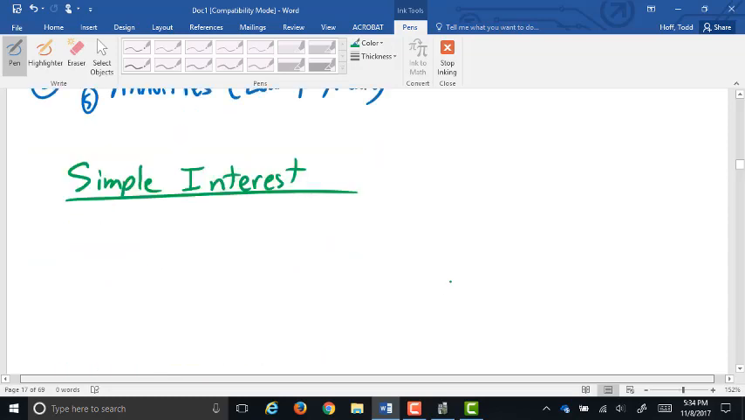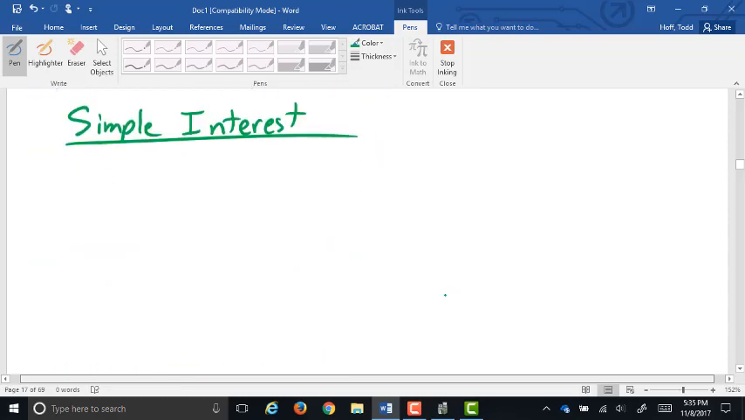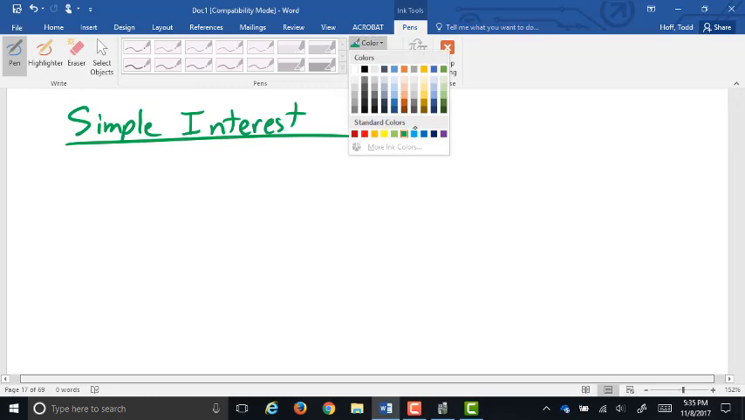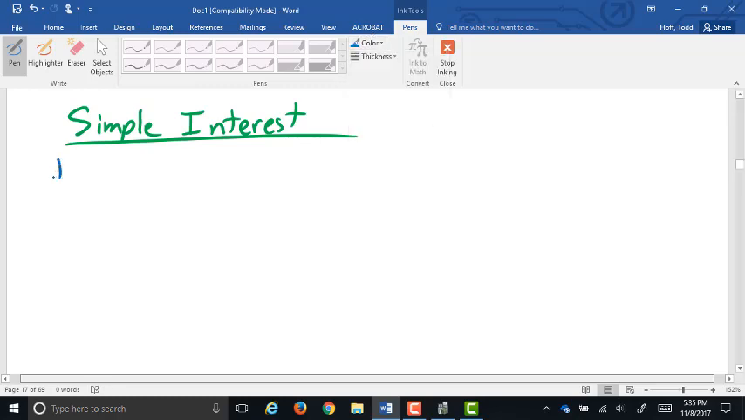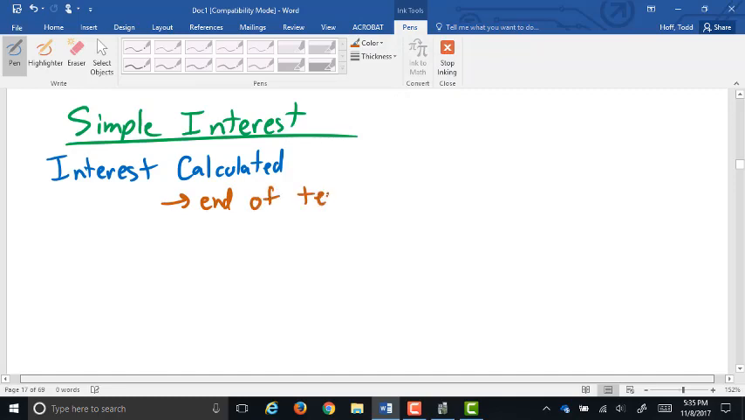Simple interest. So looking at simple interest is just that. It is the simplest way that there is to figure out interest. In simple interest, interest is calculated only on one of 2 occasions. End of the term, that is known as maturity.